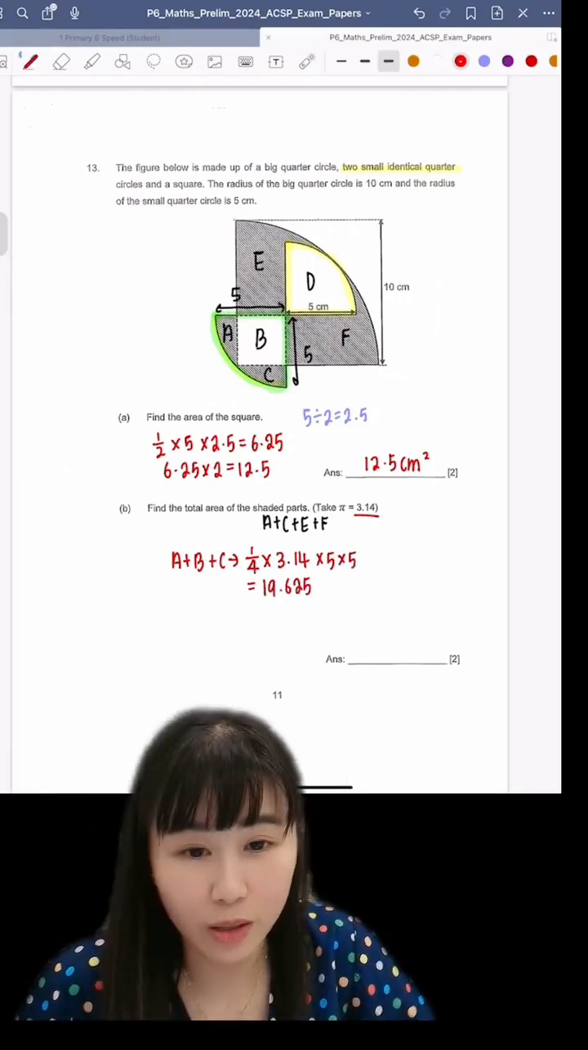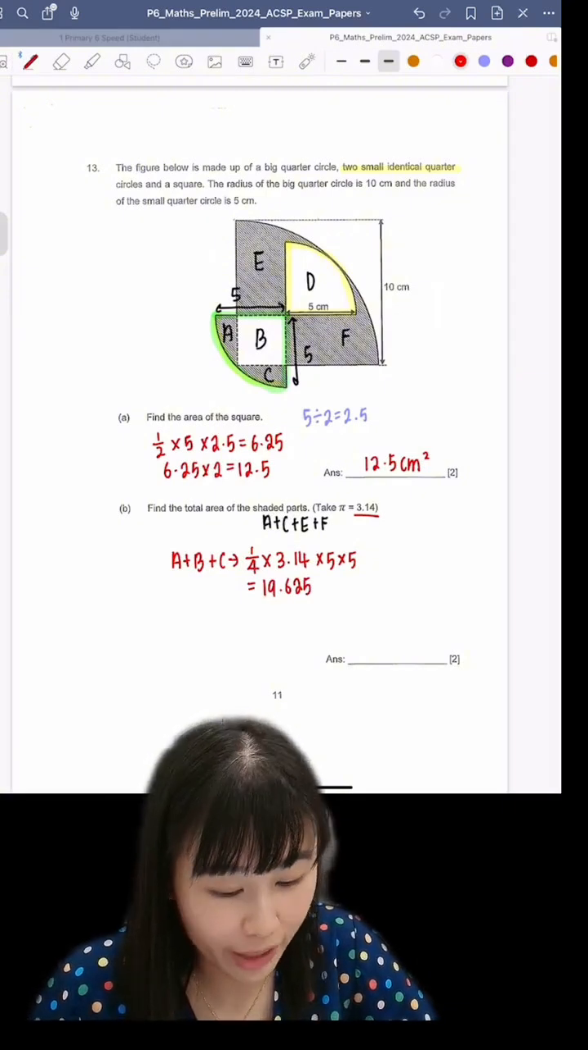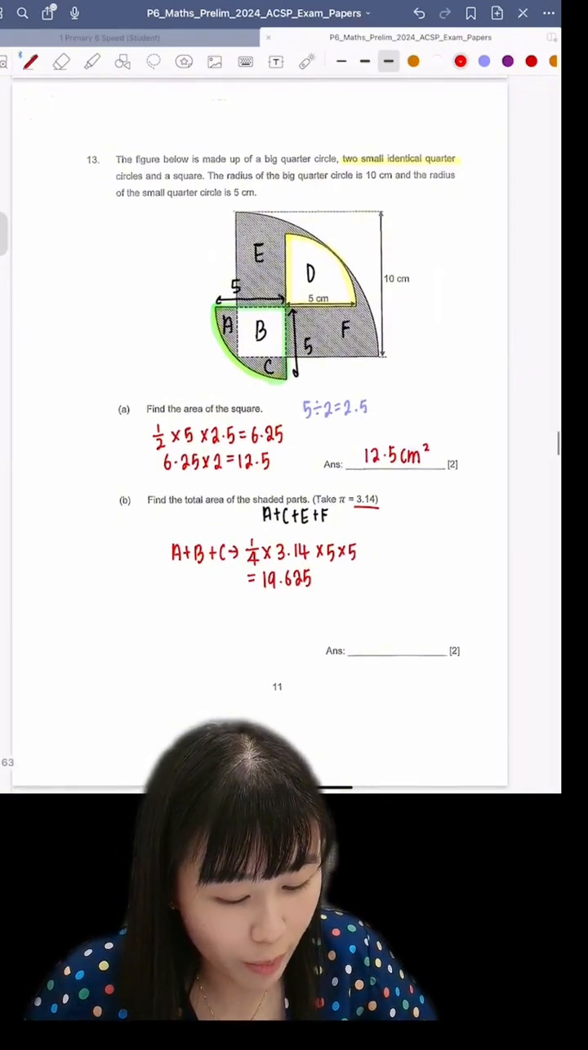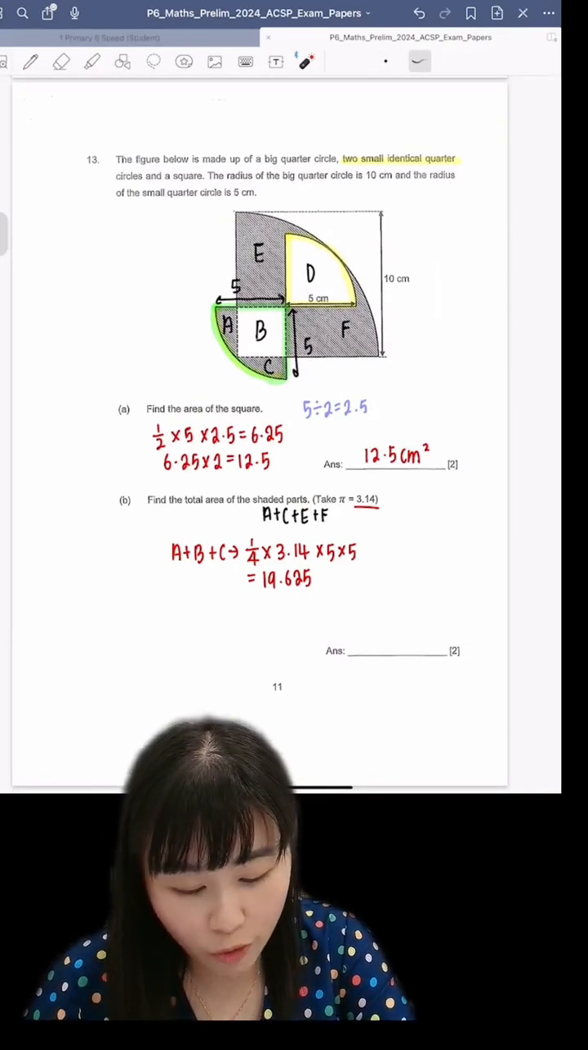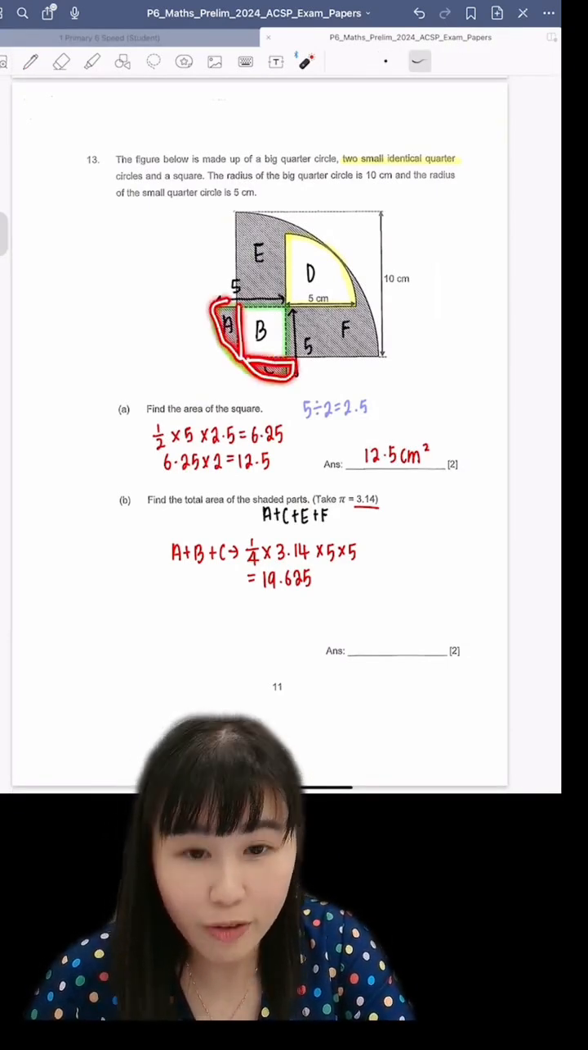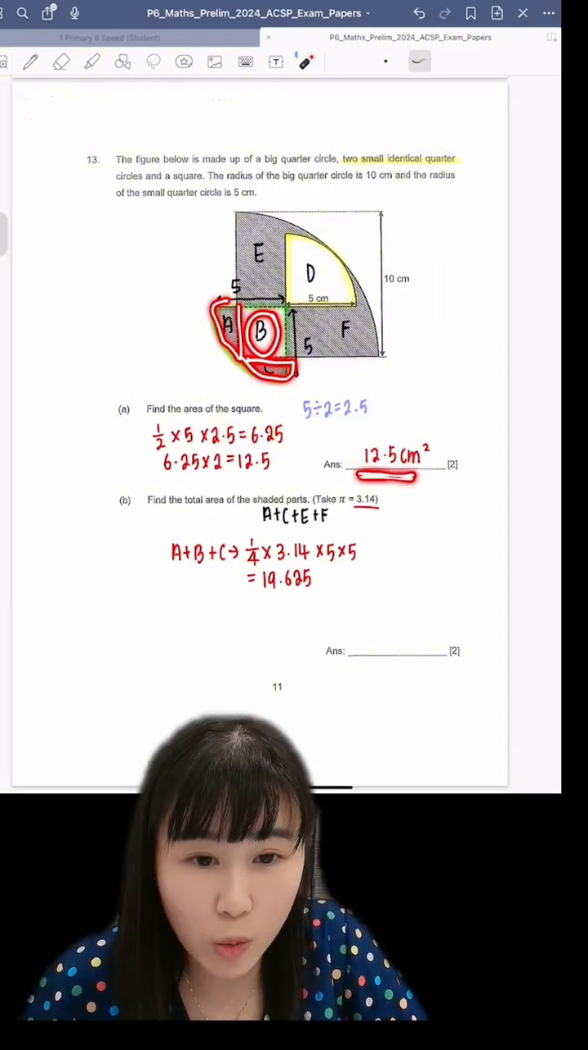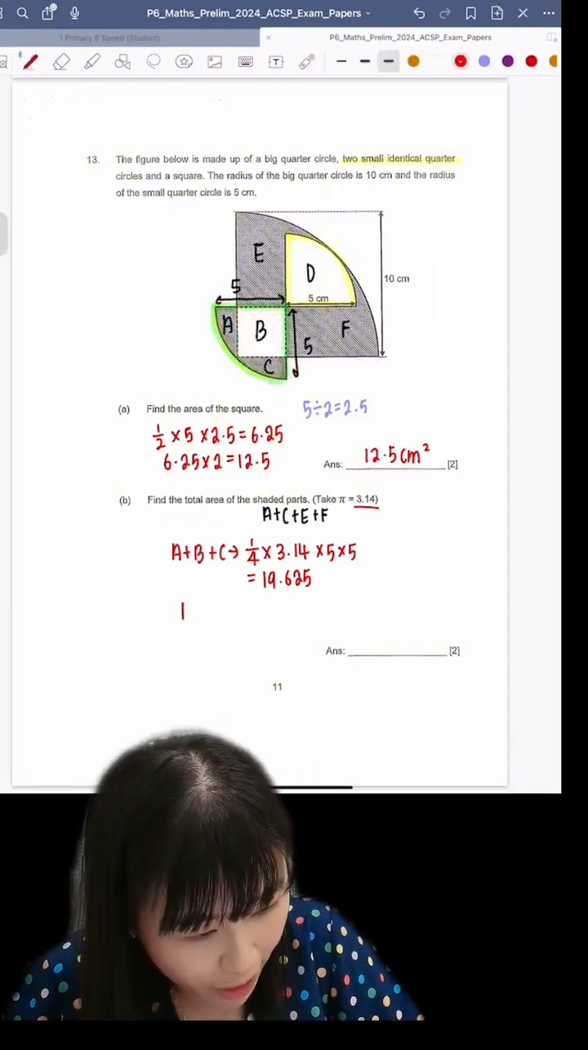Okay, so ABC is 19.625. So I found ABC already. Then isn't it I can use it to find my AC first? Because I already found B, right? B I already found earlier on is a square, 12.5, right? Okay, so can we find AC next?